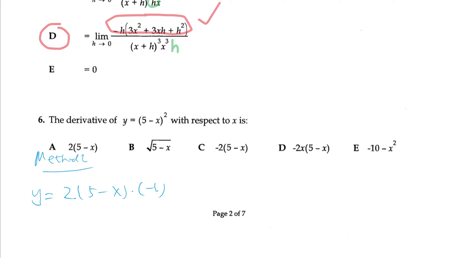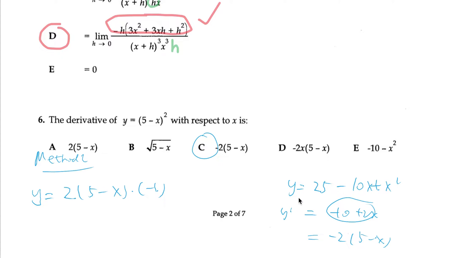However, because these are just normal polynomial questions, you can just expand them. So y just equals 25 minus 10x plus x squared, just using a squared minus 2ab plus b squared. So y dash will just be minus 10 plus 2x, which is again minus 2 times (5 minus x). So you can see with or without using chain rule, you'll get the same answer. So this is method 2.